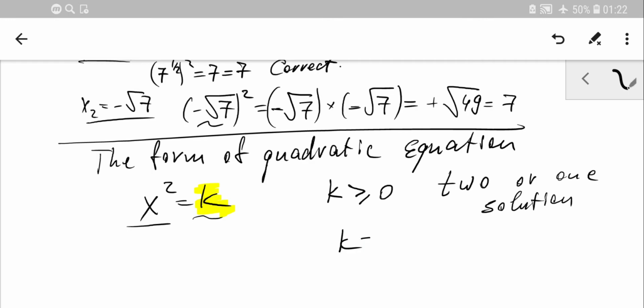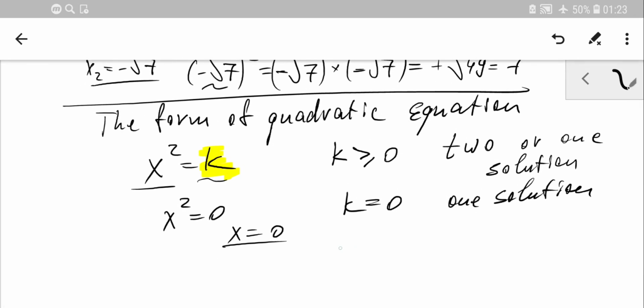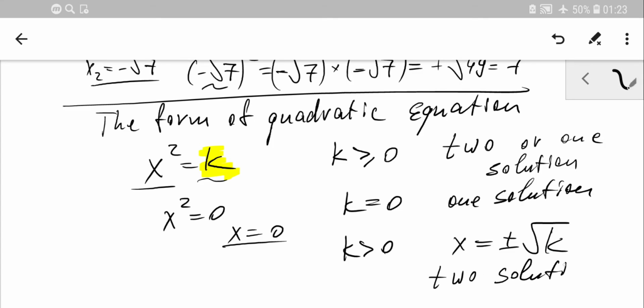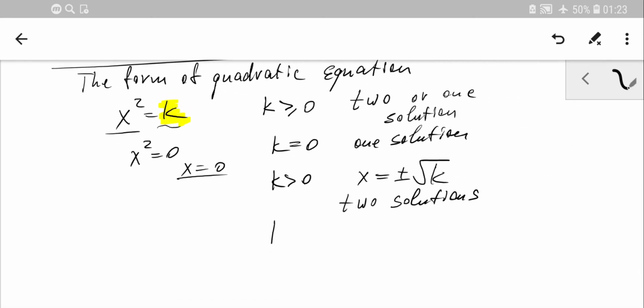So one solution in case k equals 0, right? One solution. And indeed, if x squared is simply 0, we'll have x equals 0, and this is the only solution, and it's always the case. All right, in case when k is strictly more than 0, we'll have x equals plus or minus square root of k. So basically, 2 solutions. All right, in a case when k is negative, let's say the last version, if k is negative, no solutions at all.